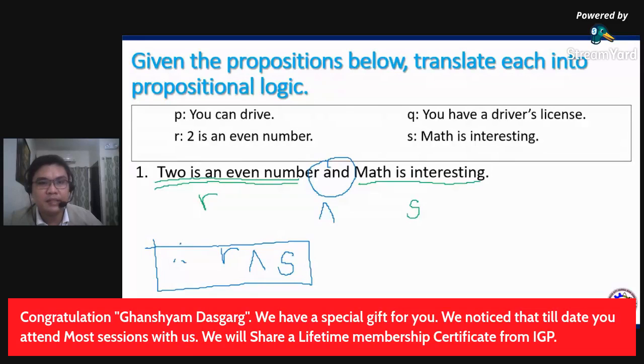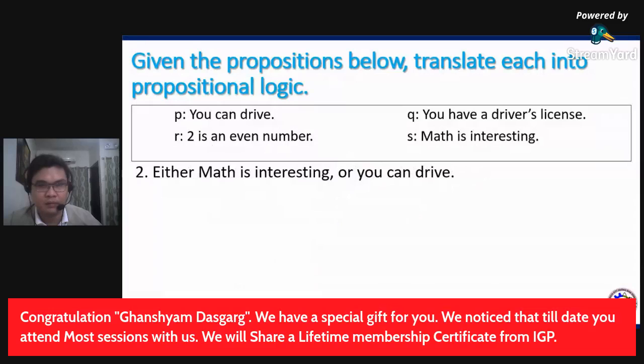Let us try to answer the second example. This one is: either math is interesting or you can drive. Here the words either or are used. But let us focus our attention first on the propositions involved in the second example. Again, math is interesting is represented by S, and then you can drive is represented by P. Again, the compound proposition need not make sense at all. Our task is to translate this to propositional logic.